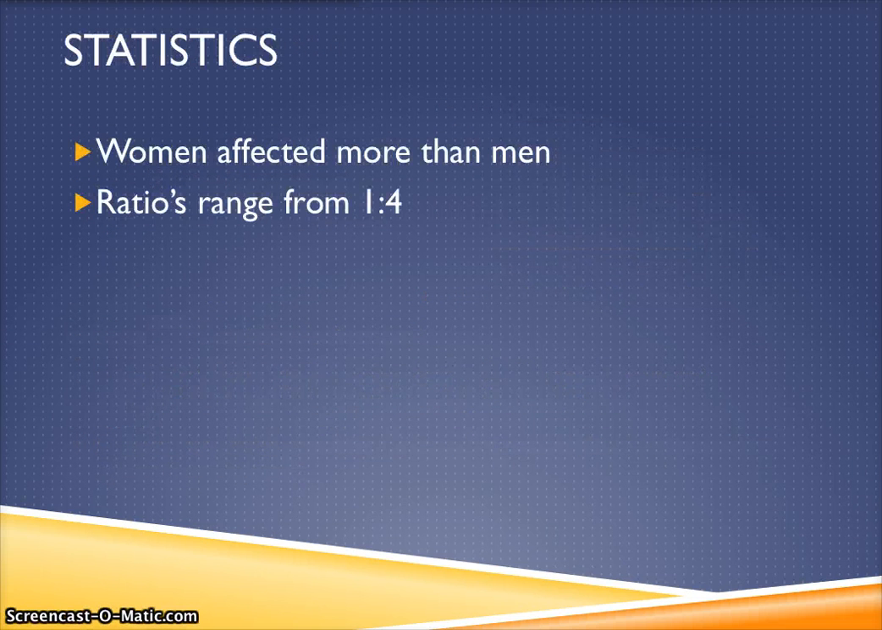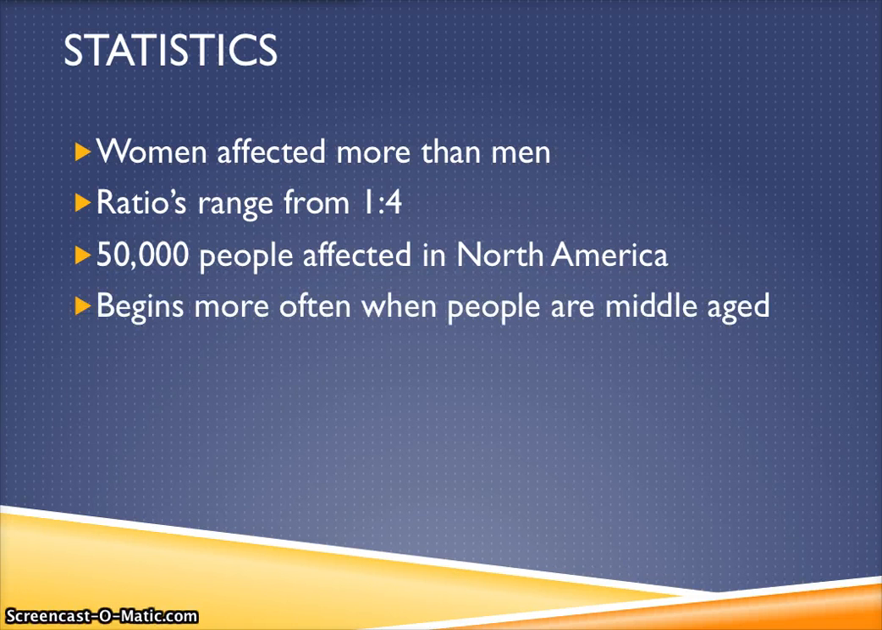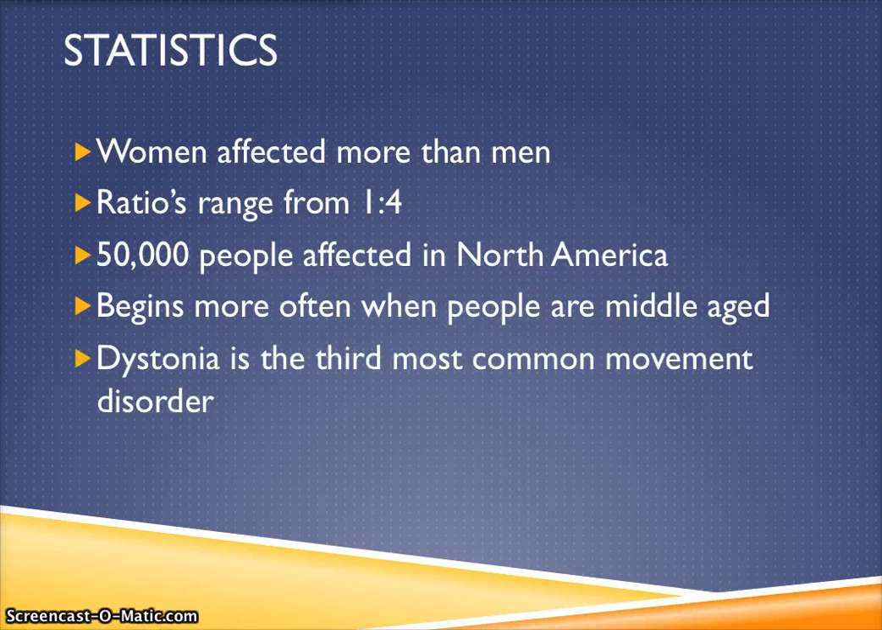Some statistics for spasmodic dysphonia include women being more affected than men, and the ratio of men to women is 1 to 4. 50,000 people in North America are affected by spasmodic dysphonia. This also begins more often when people are middle-aged. Dystonia is the third most common movement disorder. Symptoms may occur in absence of any structural abnormality of the larynx, such as inflammation, nodules, polyps, or carcinogens.